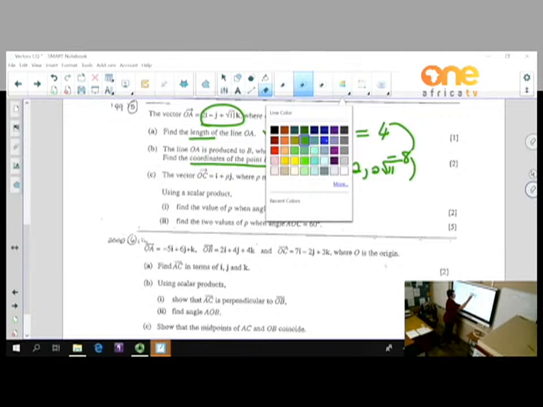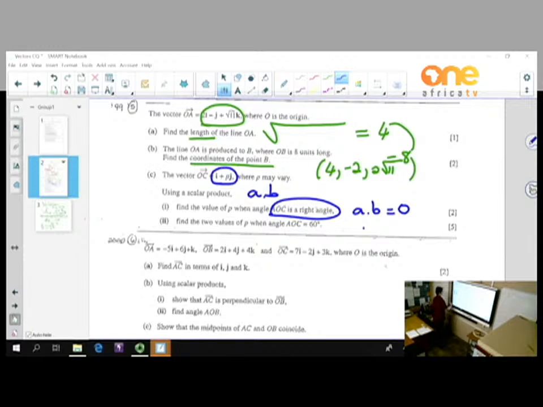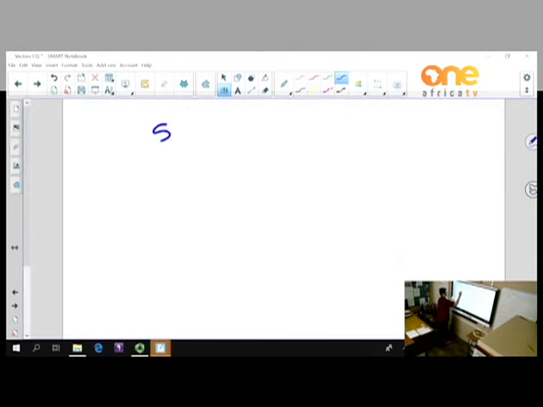Right, now the next one says, using scalar product, so the vector OC is i plus pj. p may vary. Using a scalar product, what is that? A dot B, we know that by now. Find the value of p where the angle is a right angle. When will it be a right angle? If A dot B is equal to 0. Let's just add here a page. So this is now question 5.